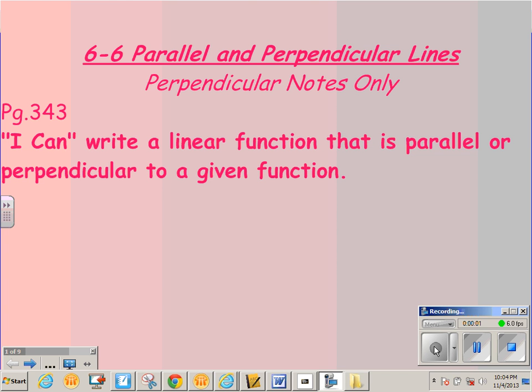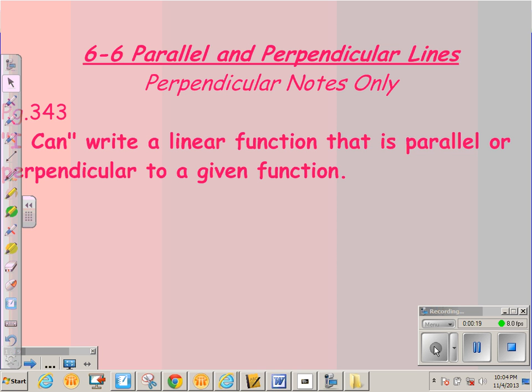We have already learned how to write an equation that is parallel to a given equation or given graph, and today we're going to be concentrating on perpendicular. I can write a linear function that is, yes, it says parallel or perpendicular, but once again, our focus today are going to be perpendicular lines.